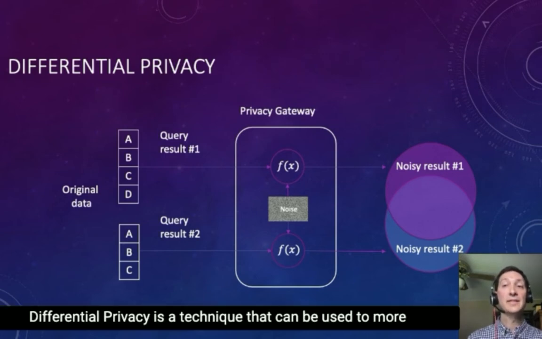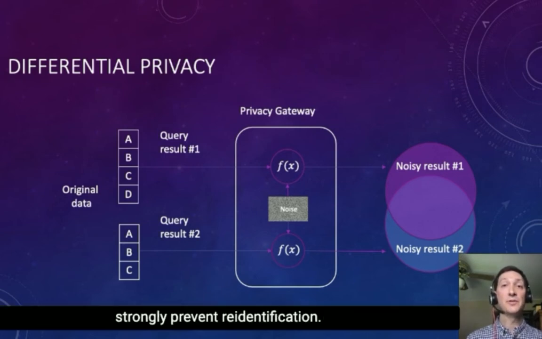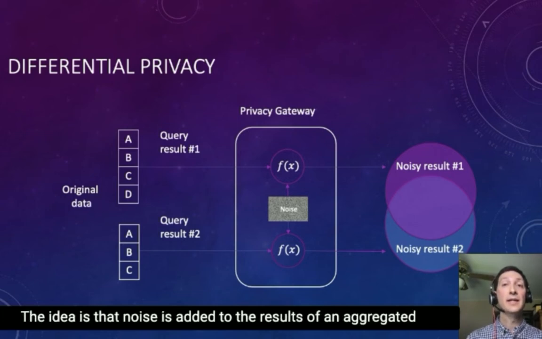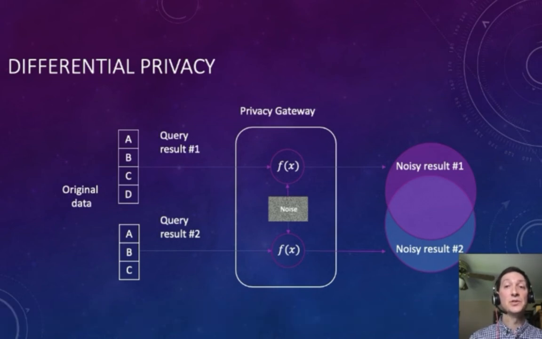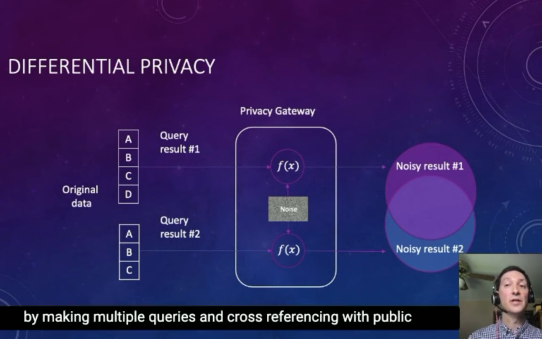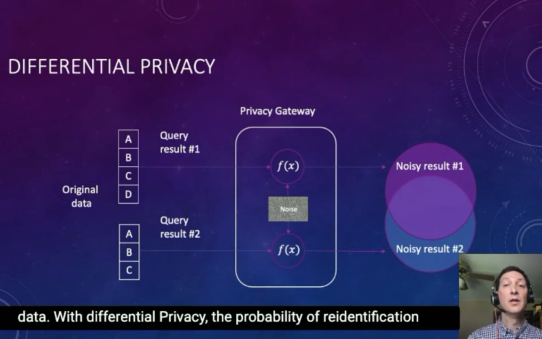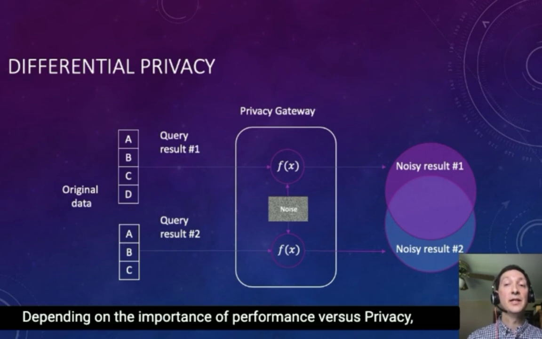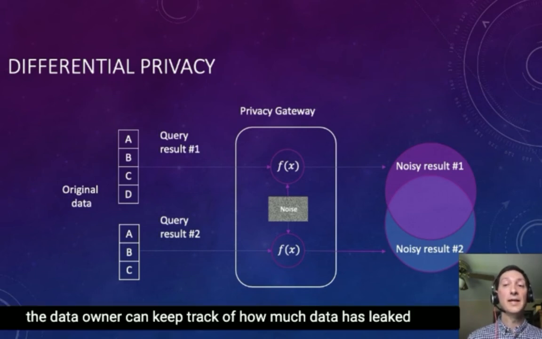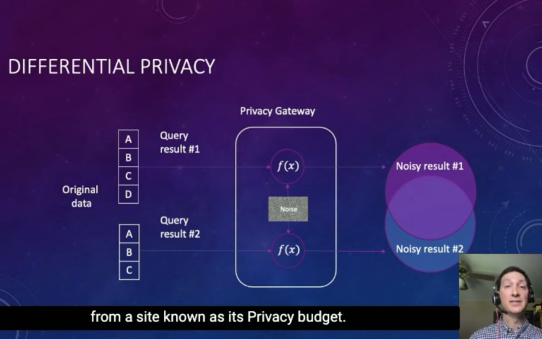Differential privacy is a technique that can be used to more strongly prevent re-identification. The idea is that noise is added to the results of an aggregated query to prevent a malicious user from identifying individuals by making multiple queries and cross-referencing with public data. With differential privacy, the probability of re-identification can be quantified and dialed up or down, depending on the importance of performance versus privacy. The data owner can keep track of how much data has leaked from a site, known as its privacy budget.